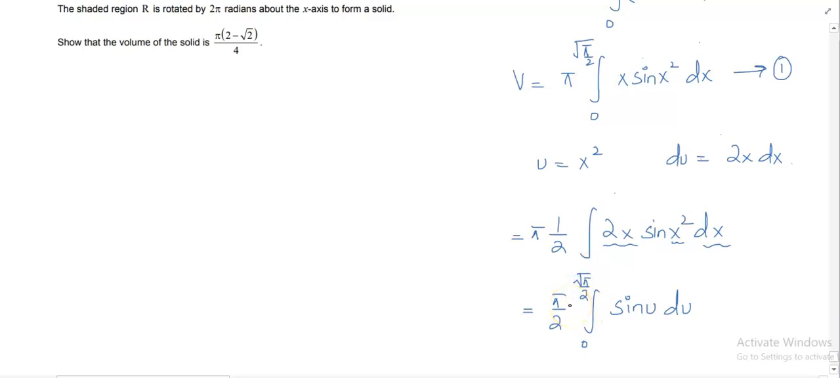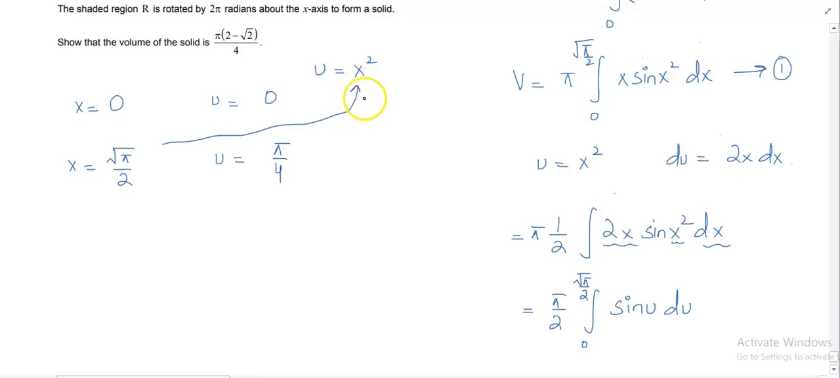Now guys, I have two options. I can substitute the x limits, which in this case are x equal to 0 and x equal to square root of pi divided by 2, and find the u equivalent. Since u is equal to x squared, u is equal to 0 for the first, and the upper limit becomes pi divided by 4. So that's one thing that I can do.